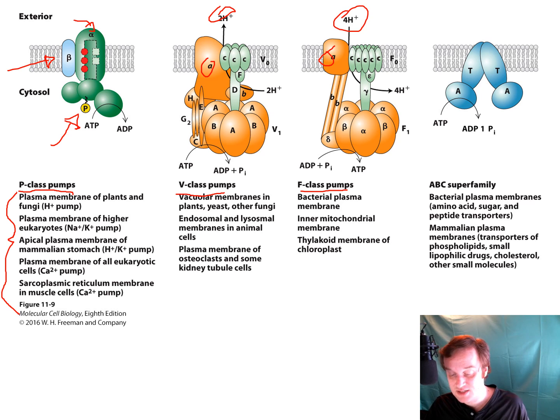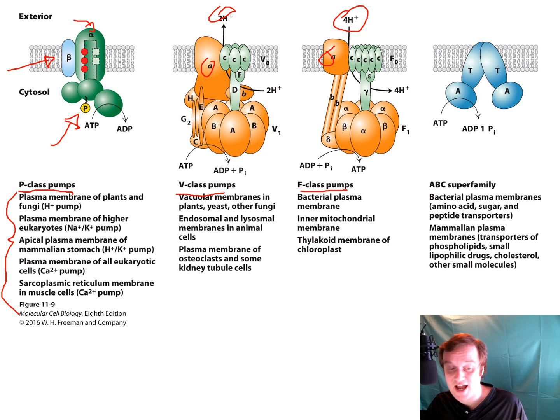And now, specifically for V-class pumps, the coupled ATP hydrolysis that transports these ions against the concentration gradient happens with these V-class pumps. And they generate low pH, and generally this is something that is experienced in like the vacuoles of plants, the lysosomes, and other acidic vesicles in animal cells, because you're pumping hydrogen ions into them, which increases the acidity.